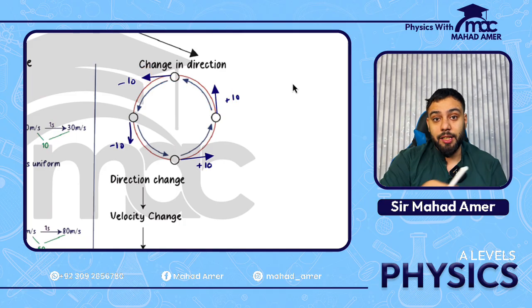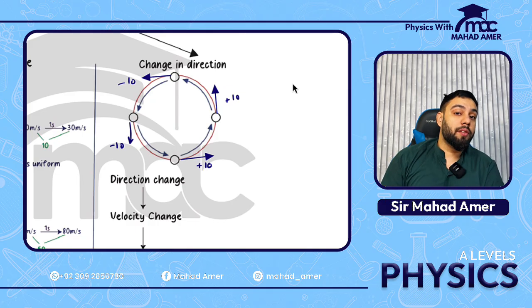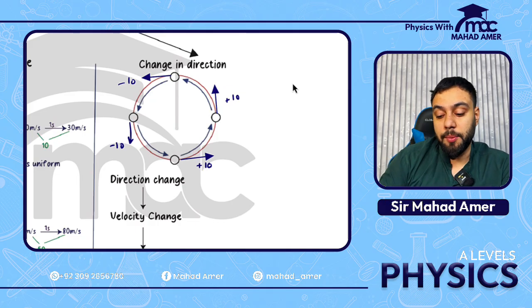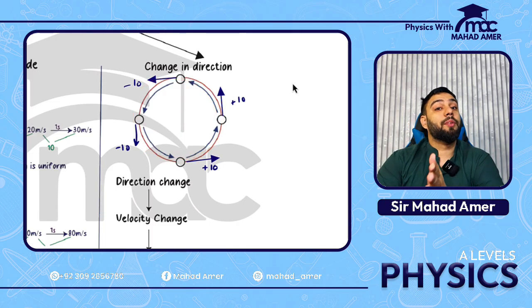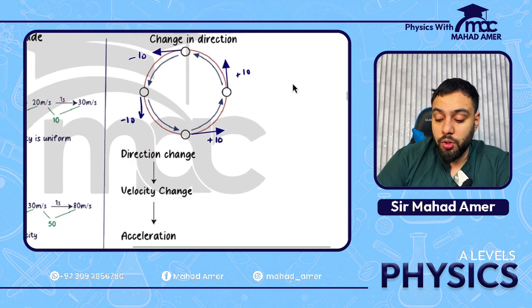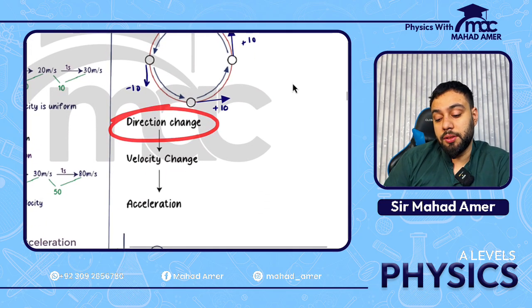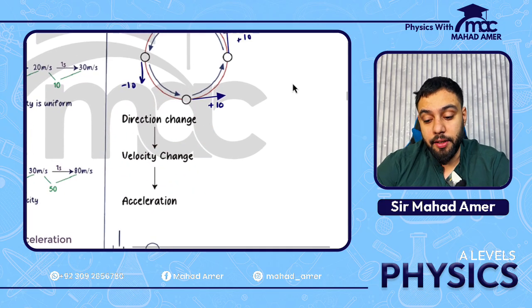But since the object is changing direction and velocity is a vector quantity that involves direction, if something is moving in circular motion, or a car is taking a turn, we can say it's accelerating because of the direction change that causes the velocity to change, and therefore we can say that the object is accelerating.